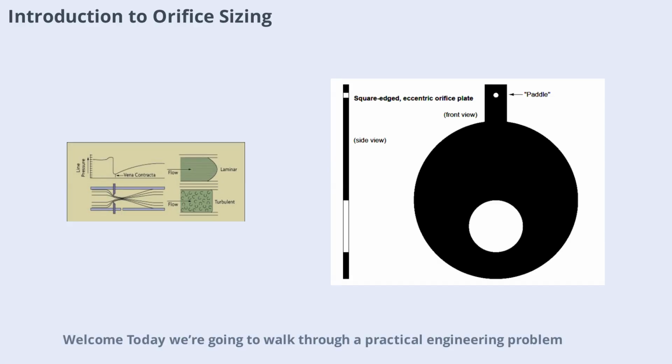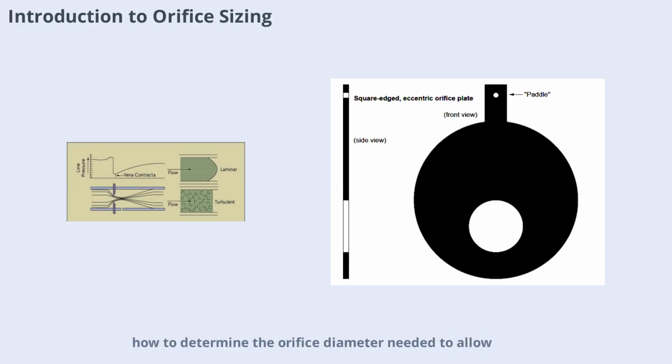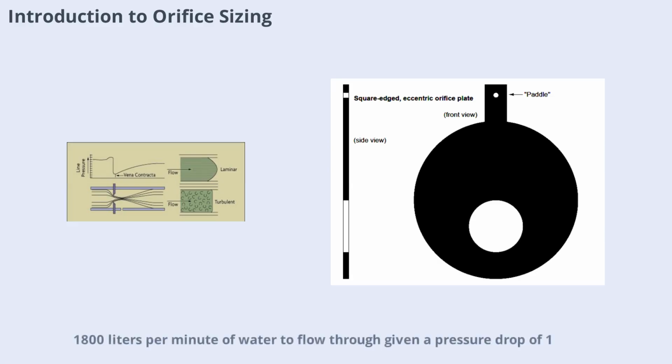Welcome. Today we're going to walk through a practical engineering problem: how to determine the orifice diameter needed to allow 1800 liters per minute of water to flow through, given a pressure drop of 1.5 bar. This is a common challenge in fluid mechanics and is essential for designing piping systems, water treatment plants, and more. We'll break down the process step by step, using clear calculations and logical reasoning. By the end, you'll see how each piece fits together to reach the final answer.